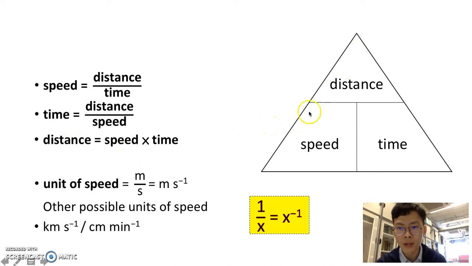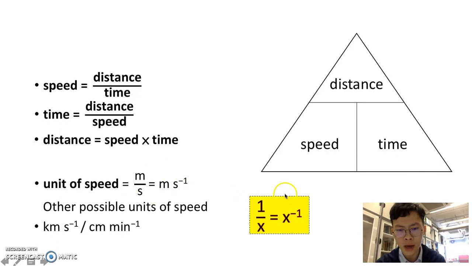And then, if your mathematical skills are not really great, you can draw this triangle and recognize the relationship of the triangle. So for example, if you want to find distance, then it is equal to speed times time. If you want to find speed, then it's equal to distance over time. And if you want to find time, it's equal to distance over speed. And the unit of speed is meter per second.